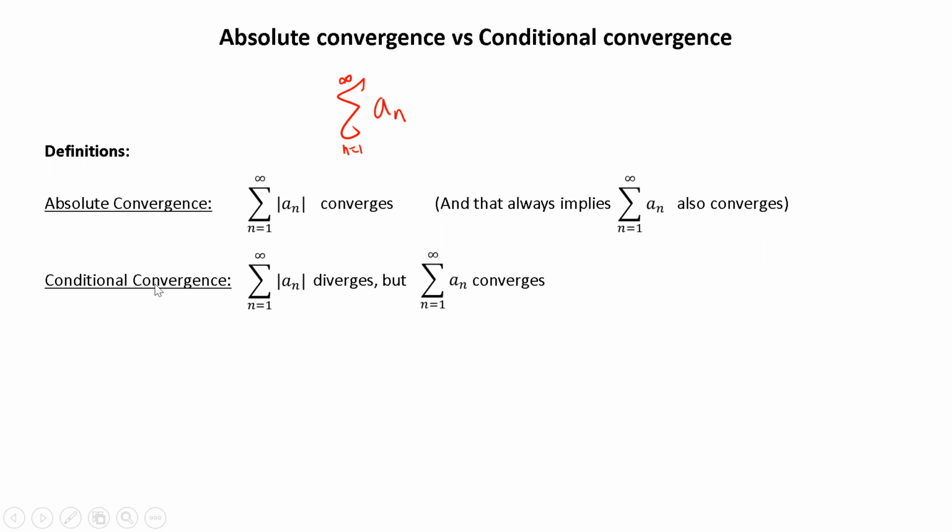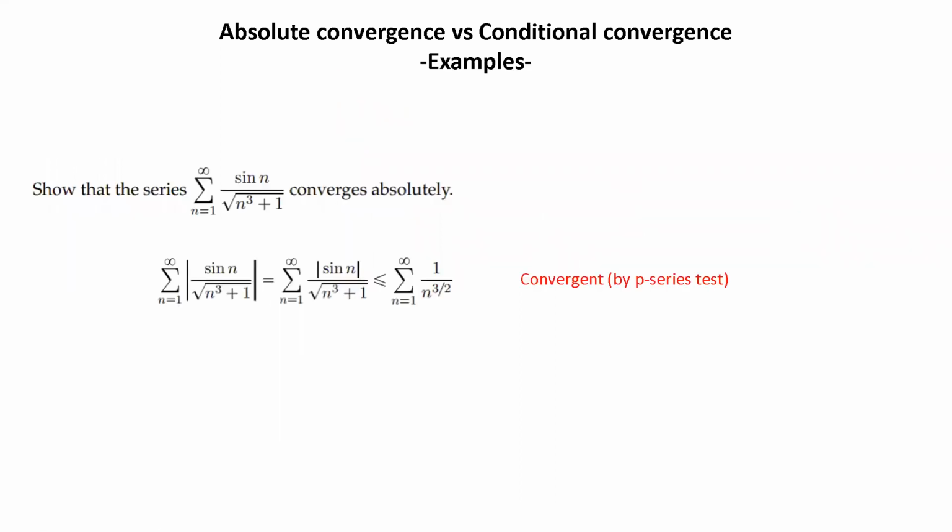Conditional convergence means that if I take the absolute value of individual terms and then do the sum, it does not have a limit, so it diverges. However, if the series itself is convergent, then that's what we call conditional convergence.